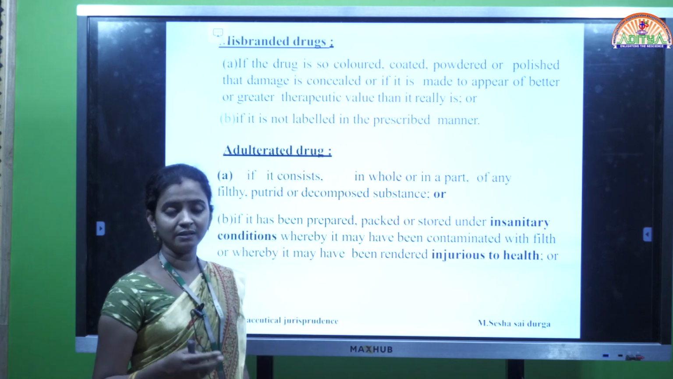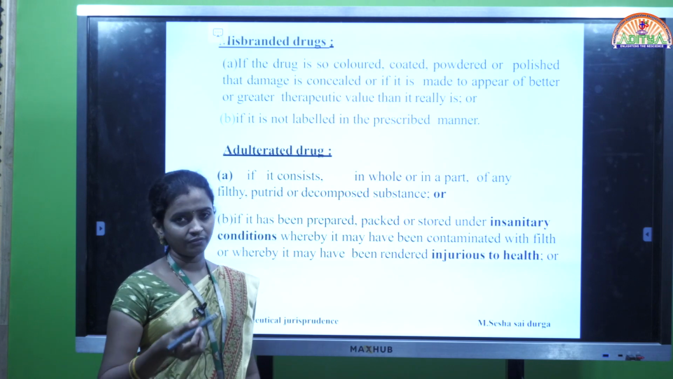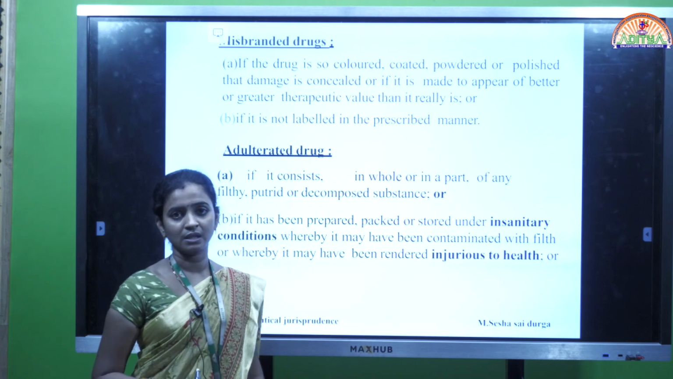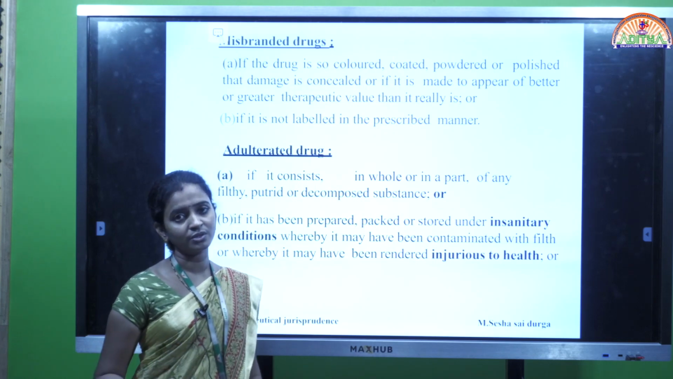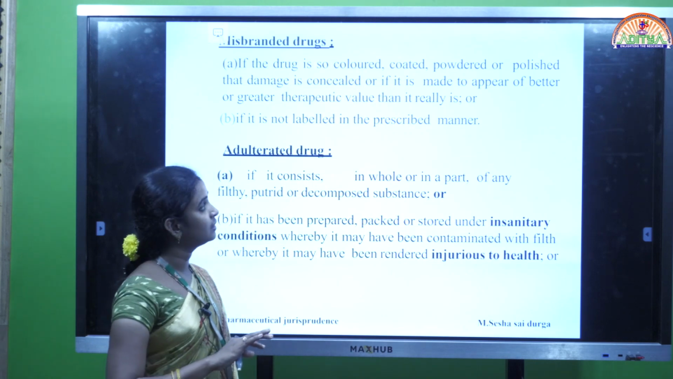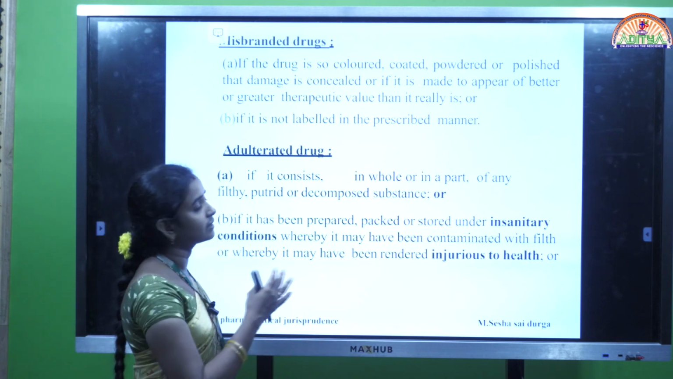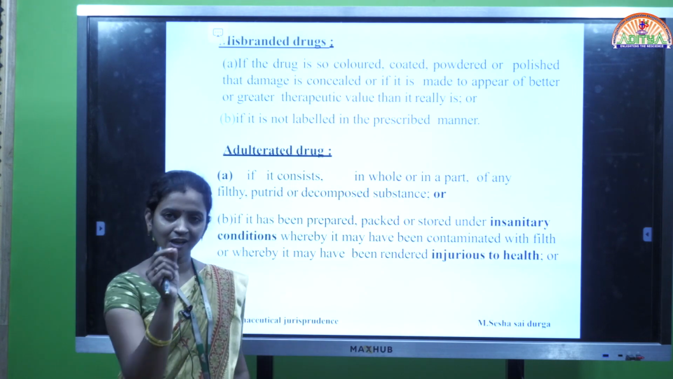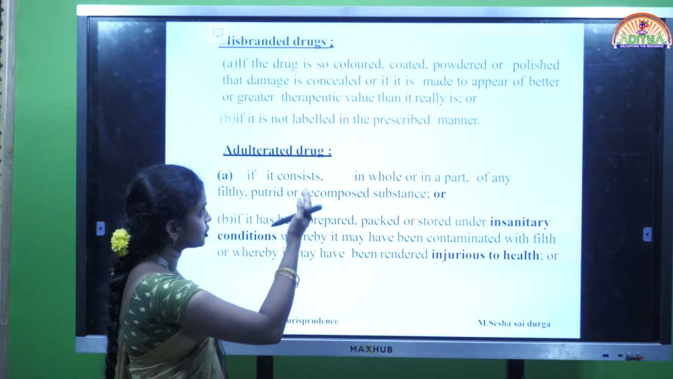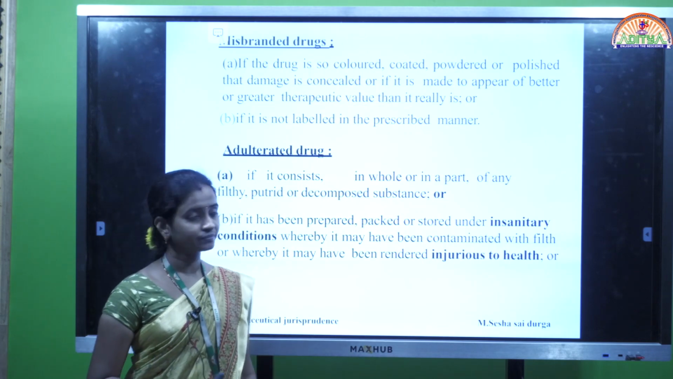so that the damage is concealed. The drug has a little damage, and generally if any substance has any defect, people may not like to use it. So what the manufacturers will do is coat the drug substance or polish or powder it to conceal that damage, to cover it, just a covering is given to the substandard quality of the drug. Such a type of drug is called a misbranded drug.